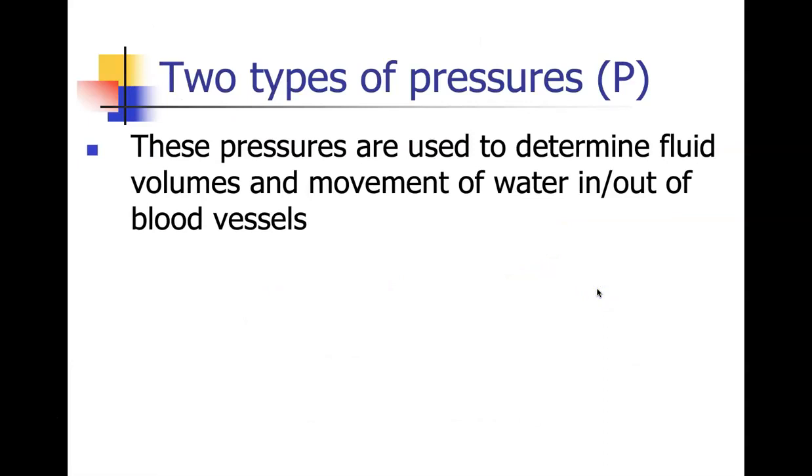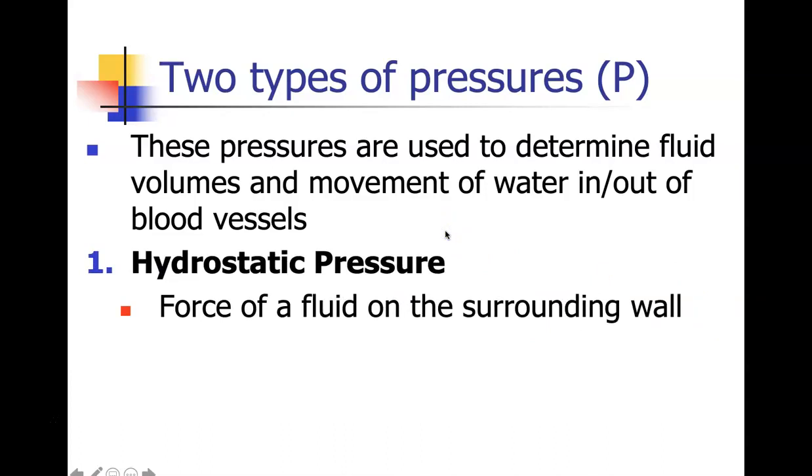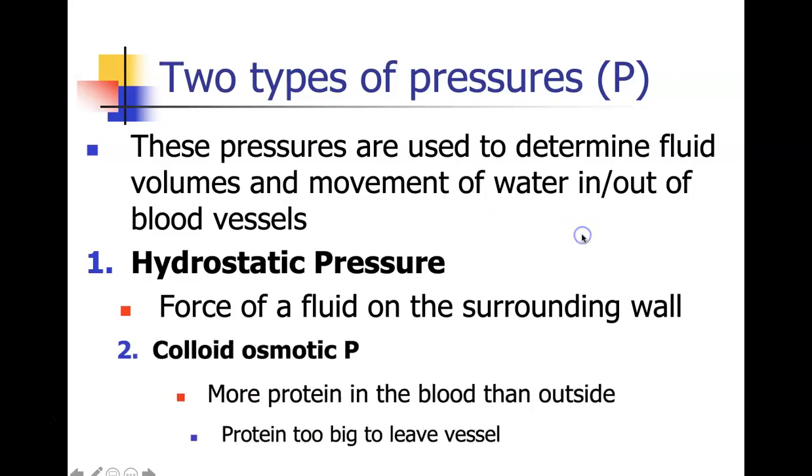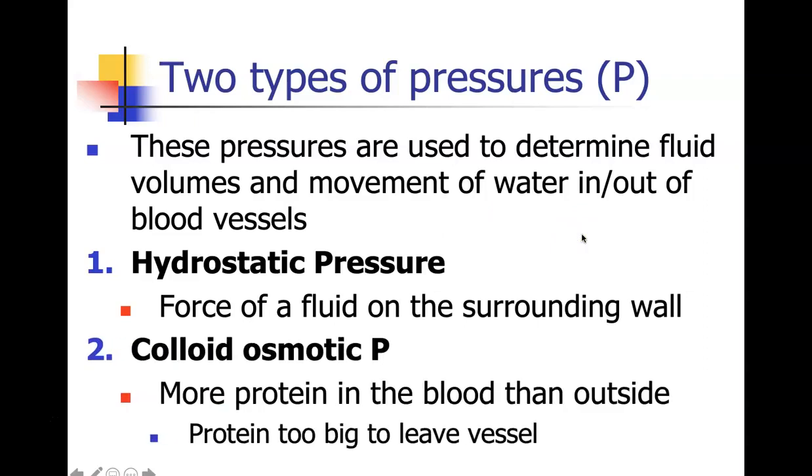These liquids then are going to have pressures. We're going to talk about these different kinds of pressures, two types of pressure. These are used to determine fluid volumes and movement of water in and out of blood vessels. The first is hydrostatic pressure, which is the force of a fluid on the surrounding wall. And the second is called colloid osmotic pressure.